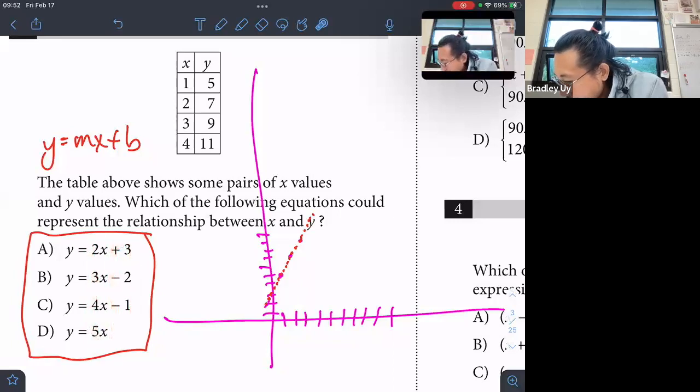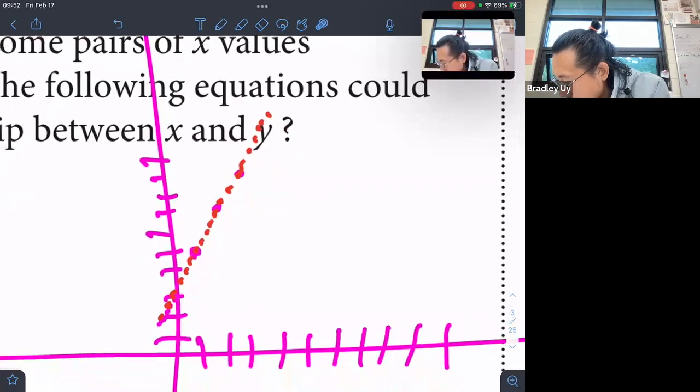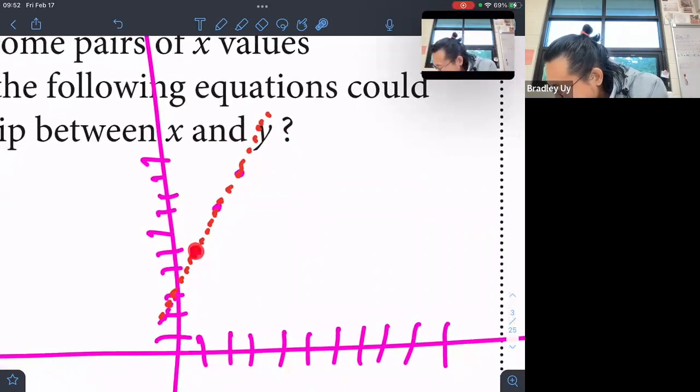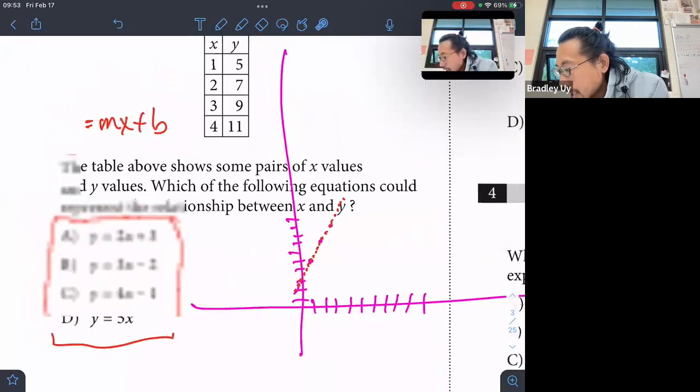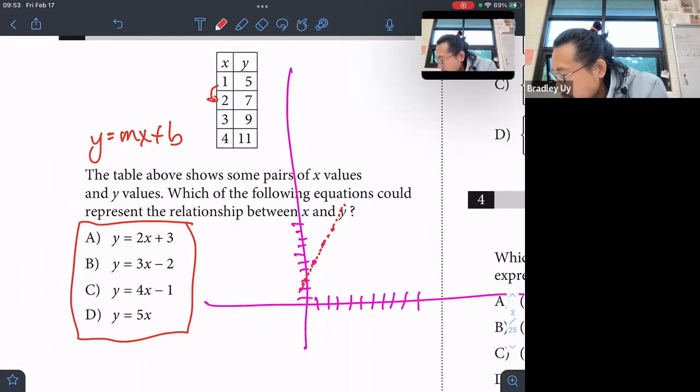If you look at this graph, obviously the y-intercept is 3, and that only narrows it down to choice A. So A is the right answer, and notice it also has a slope of 2. If we look up close, we went up 2, that's the rise, with a run of 1. We can also see this slope pattern from the table: as the x's increase by 1, the y's are going up by 2. That is the essence of slope.